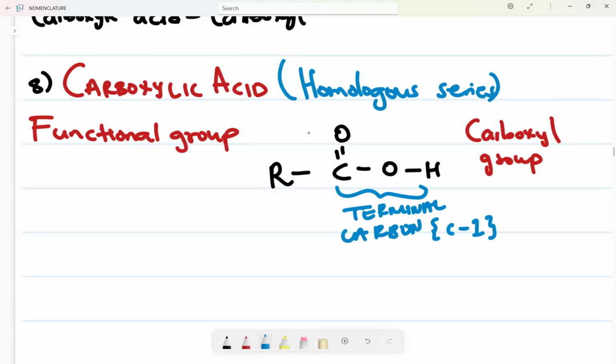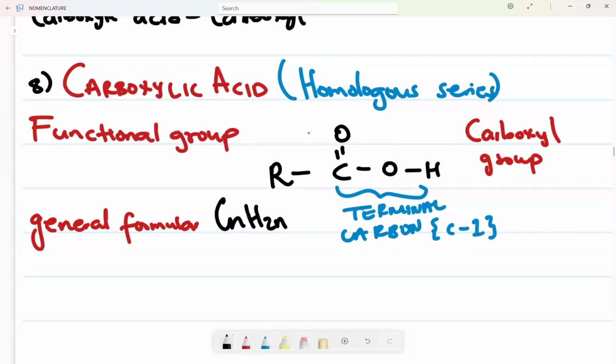So now let's look at its general formula. Its general formula will be the same as ketone and aldehyde, but what will differ is that instead of only CnH2nO, we'll say 2, because we have 2 oxygens.